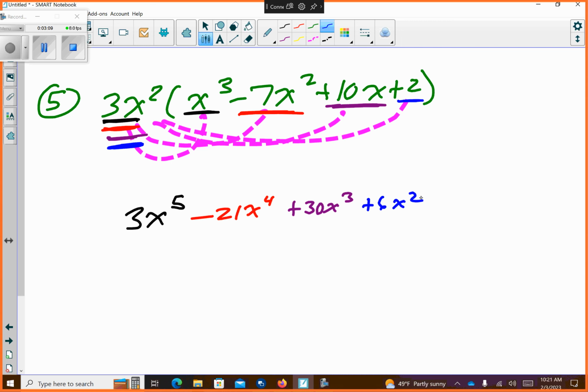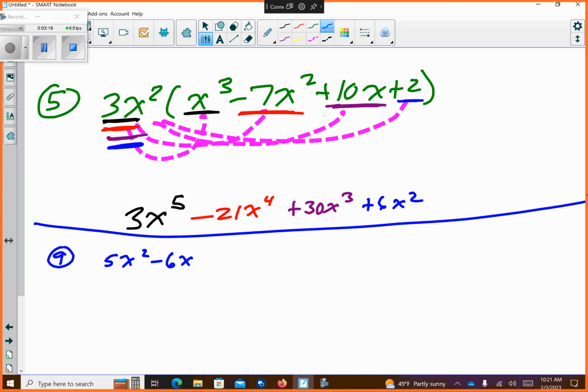Number 9. So 5x squared minus 6x. Now, the reason I left the above problem up there is to show how these are different. Notice the green number 5 and the blue number 9. Yes, there's fewer terms, but notice there's no distributing that I'm doing on number 9. That means I am going to try and take something out.